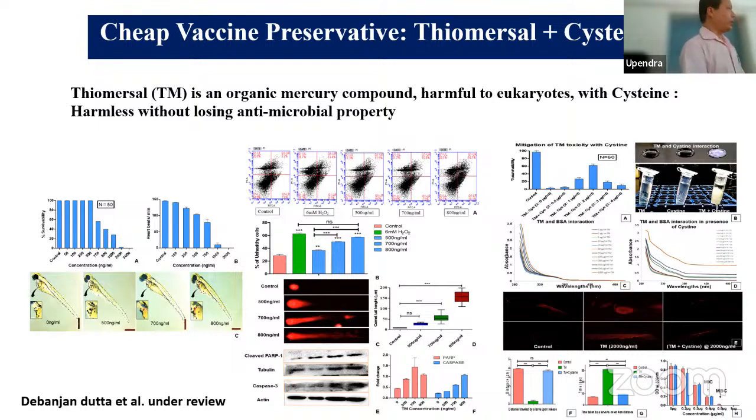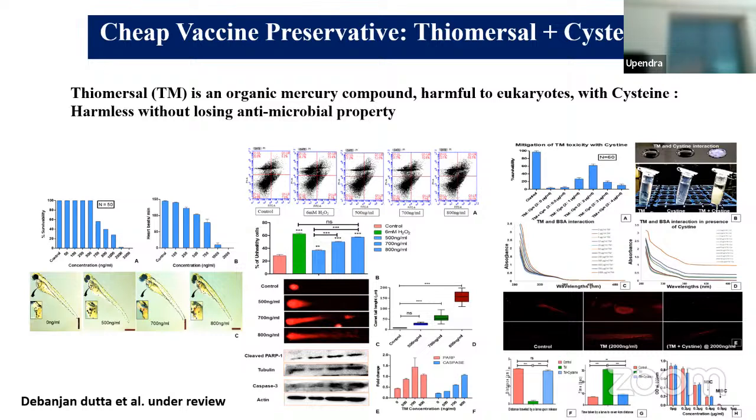Vaccines. In developed countries, the vaccines are stored in a very good way. But in the developing countries, or the African underdeveloped countries, you need a cheap way, a cheap chemical which you can store it, right? When we looked at it, we found that this chemical, thimerosal, is used extensively. It is an organic mercury.